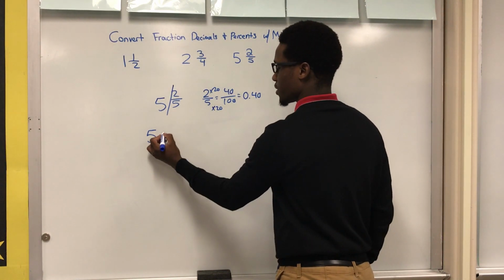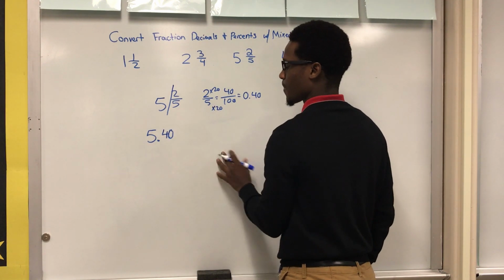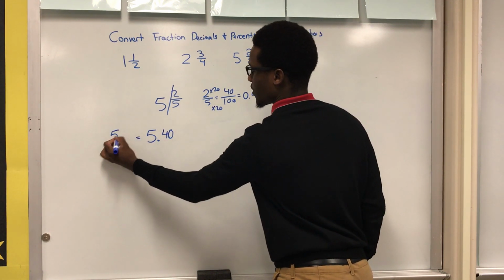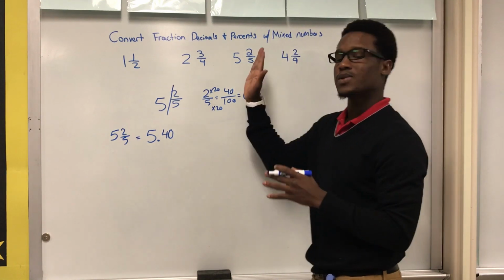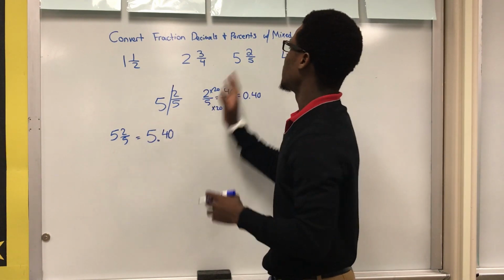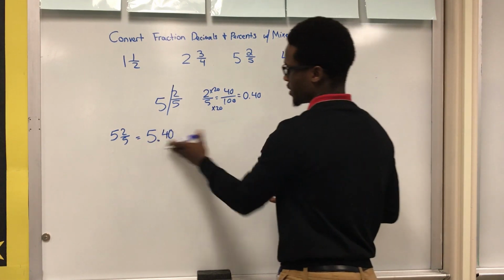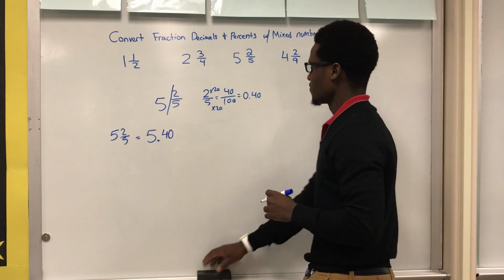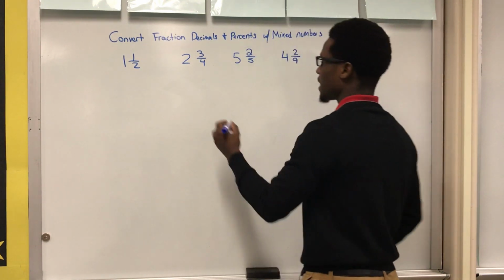So I'm just going to go ahead and put that. It's going to be 5.4. It's going to be equal to 5 2/5. Okay, so as you can see, once we go ahead and split up the whole number, it's a lot easier to understand what this number truly is, a mixed number in this case, converted into a decimal. Let's do the last one.